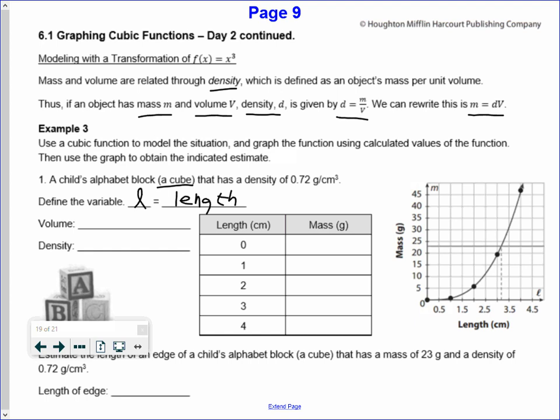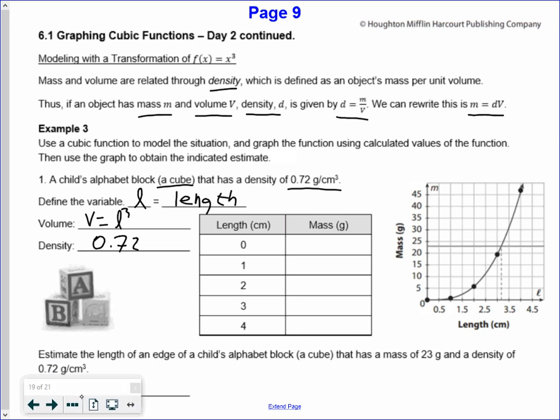All right. So the formula for the volume is L cubed. So volume equals L cubed, or length times length times length. That's what the volume of the cube is going to be. And my density, that's my constant of 0.72 grams per centimeter cubed. That does not change. It's 0.72.